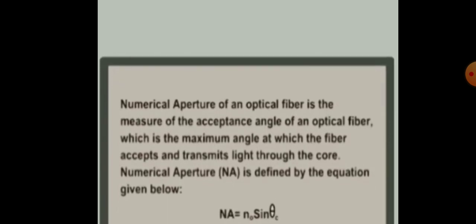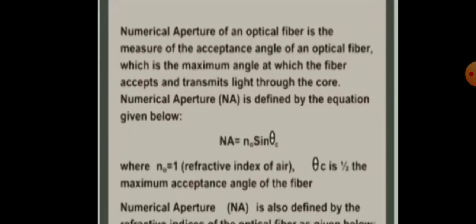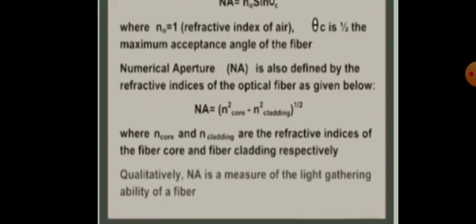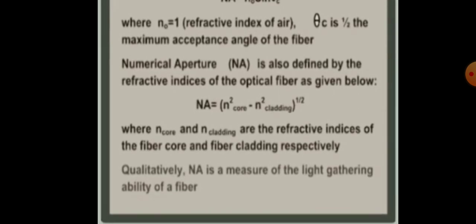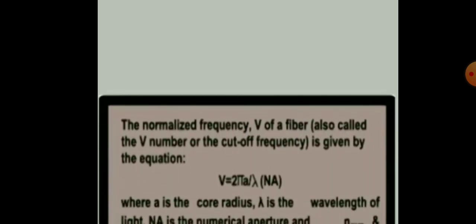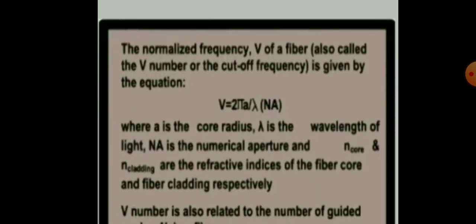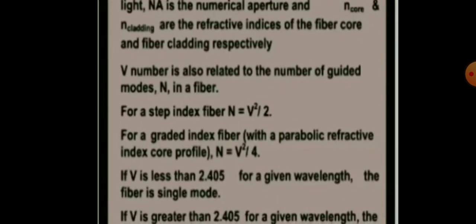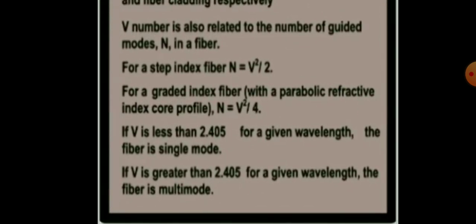Next we are going to analyze what is meant by numerical aperture and how it is calculated using the mathematical relation. From that, we calculate the V number. The V number is nothing but how the cutoff frequency of the fiber is calculated. The normalized frequency is also called the V number or cutoff frequency of the fiber. It is calculated by the formula V = 2πa/λ × numerical aperture.